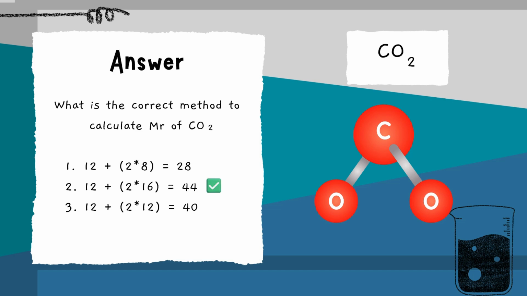If your answer came out to be 44 and the second one is the correct method, then you are absolutely correct. If not, I'll let you know. There is 1 carbon atom and 2 oxygen atoms. So carbon has an atomic mass of 12 plus 2 oxygen atoms. 1 oxygen atom has a mass of 16. This gives you 44 and this is the correct representation.